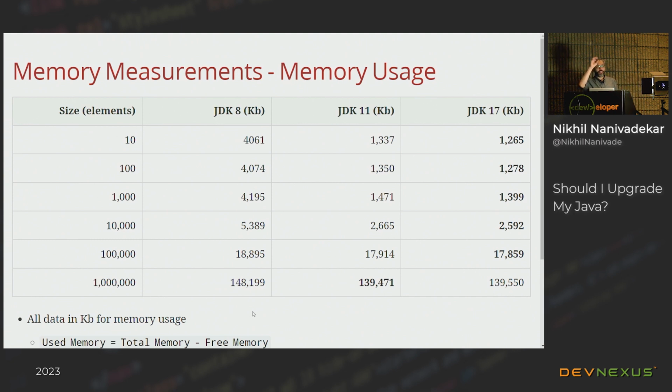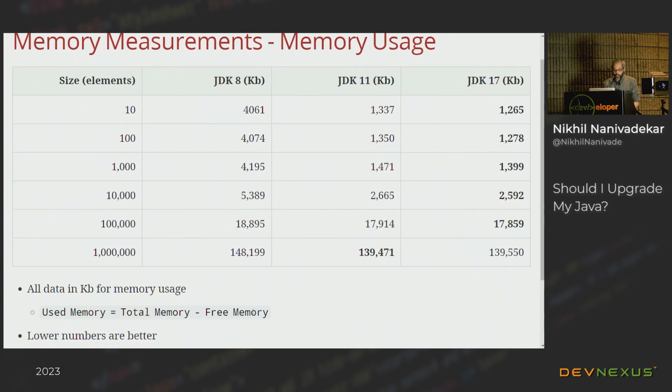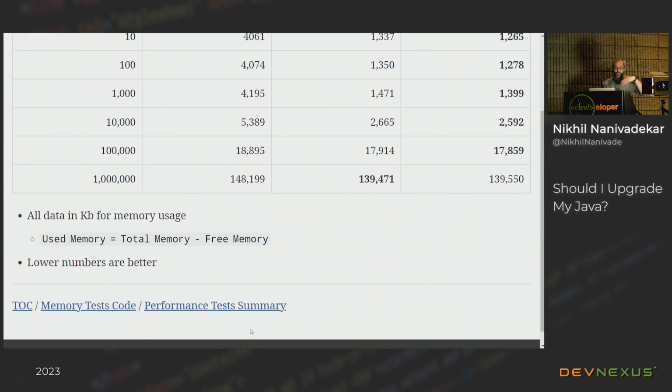And if you want to draw patterns, then think about this: even if you upgrade from JDK 8 to 11 for, let's say, a size of 10, you're still going to save a lot of memory. And the same thing will be for a size of 1 million. Now 11 to 17, you're still saving more memory. So if you look at the pattern between 8, 11 and 17, you are seeing those incremental benefits. Again, like I said before, the lower numbers, it is better.